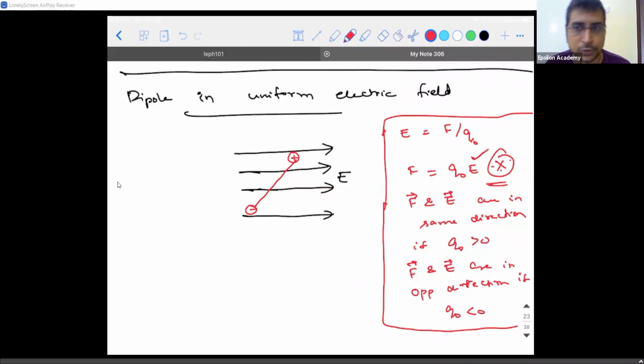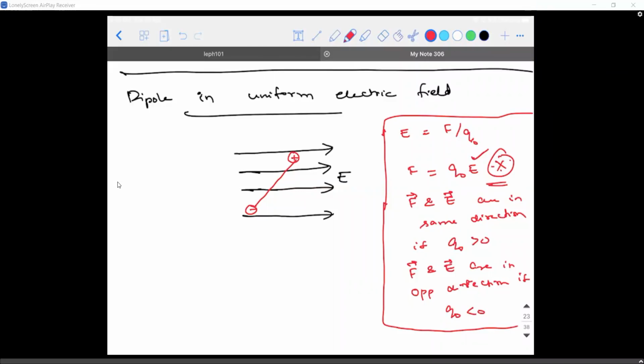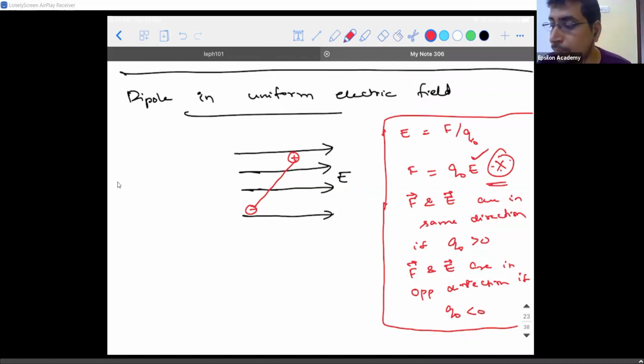Is this point clear? Unless you are clear with this, I can't proceed. Is everyone clear? Yes, clear, sir. Now comes the question.